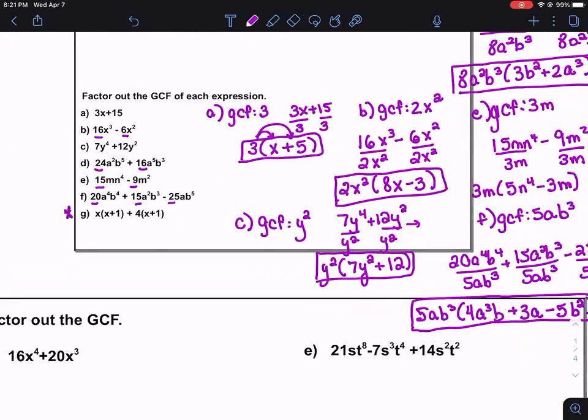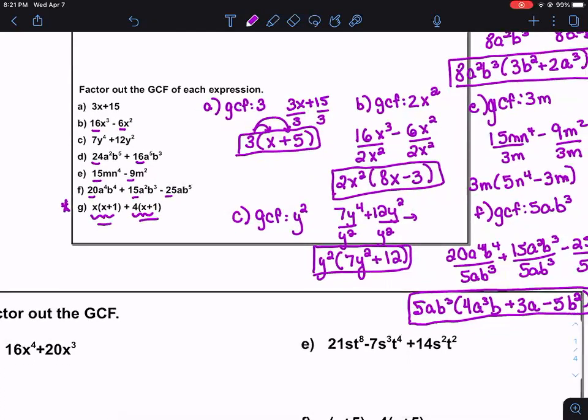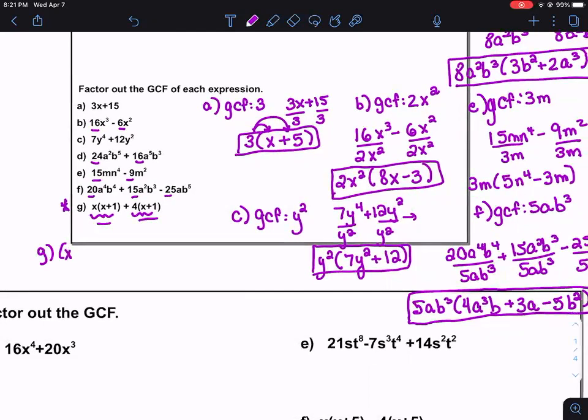Finally, G is a special case, and we're going to actually see this in our factoring by grouping. Because the plus always separates us, we are going to look for something that's common on both sides. And if you notice, x plus 1 is common on both sides of this expression. We're going to factor out in G a GCF of x plus 1. Let me write down that is the GCF.